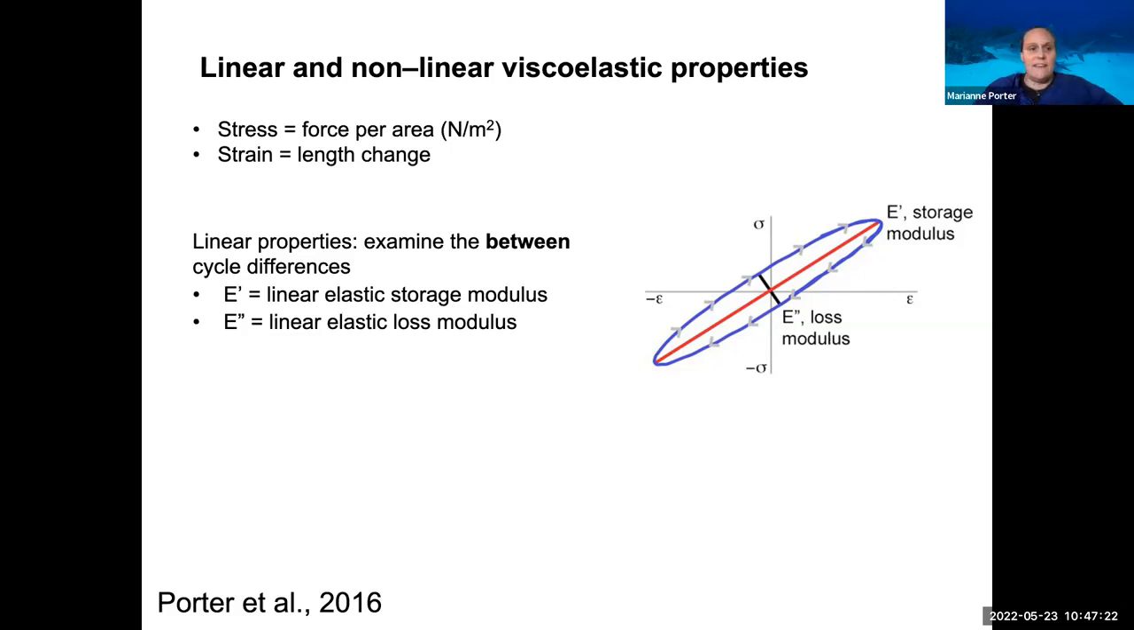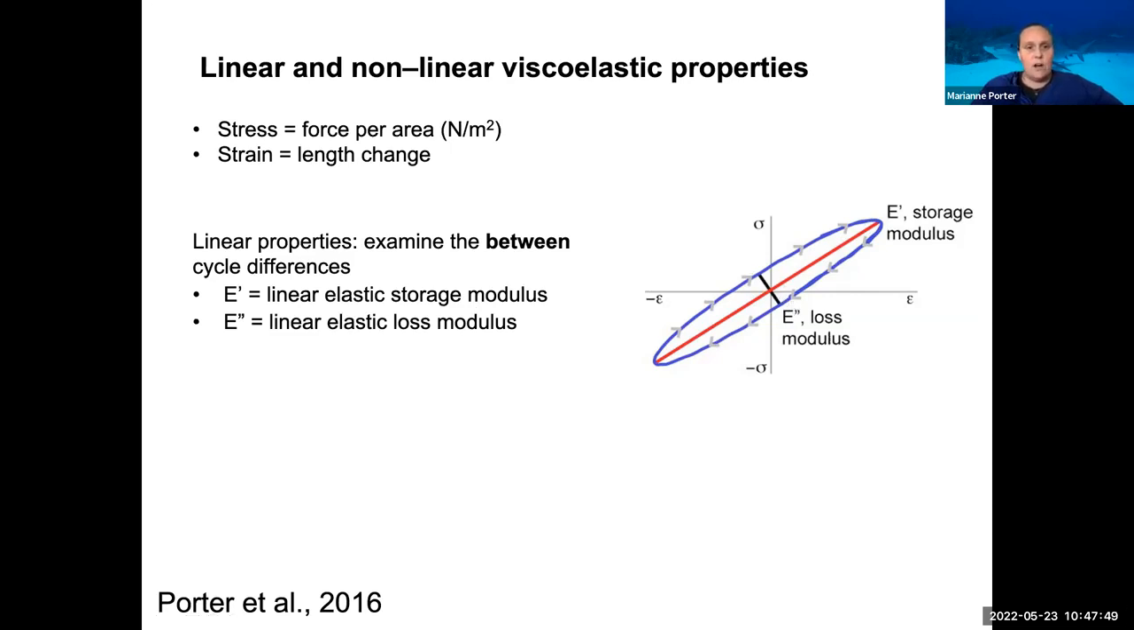And when we get these linear properties, we can calculate things like E prime and E double prime. So E prime is the storage modulus. We're looking at the slope of the major axis here, and this is going to be the midline of our work loop. And then we've got the loss modulus, which is the minor ellipse here.